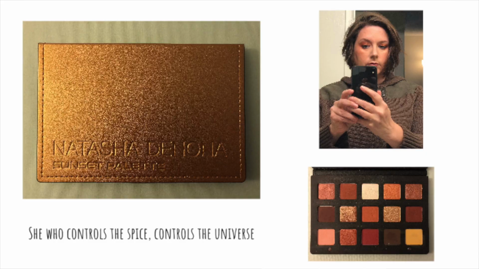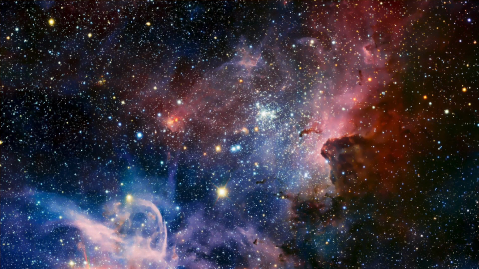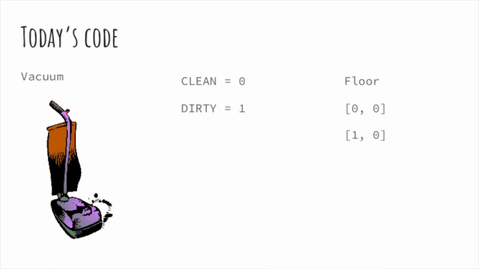I know what some of y'all are thinking. I did put the token white guy in there. You know, if you've noticed in my talk, I like to imagine the world how I think it should be and then make it so. You know, she who controls the spice controls the universe, anyway. Enough of this. Back to the vacuum.